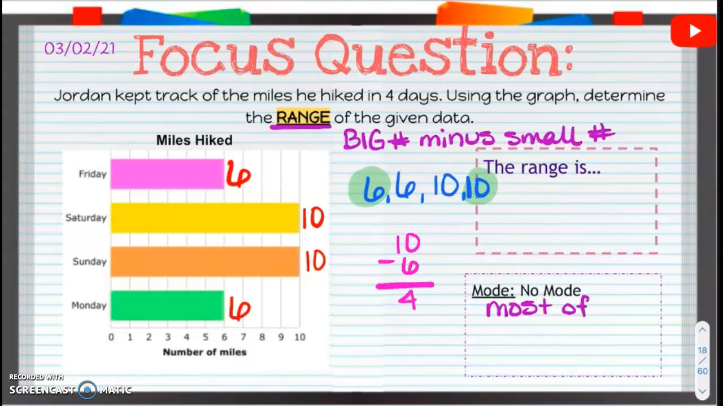10 minus 6 is 4. So our range is going to be 4. That's it. That's going to be it for our focus question.